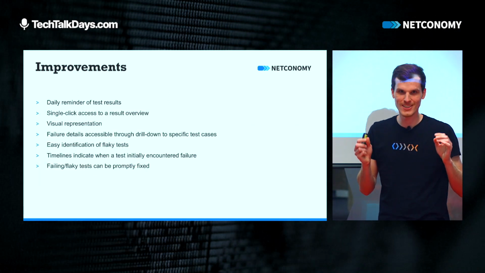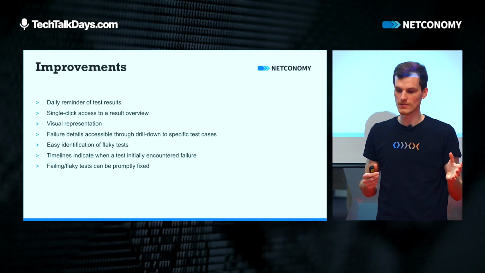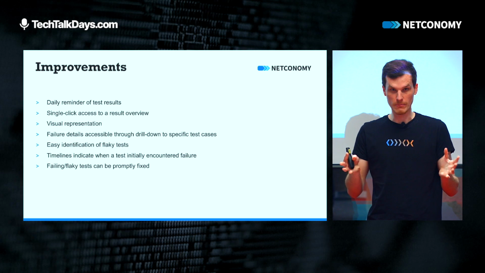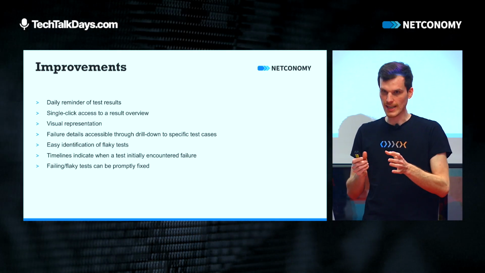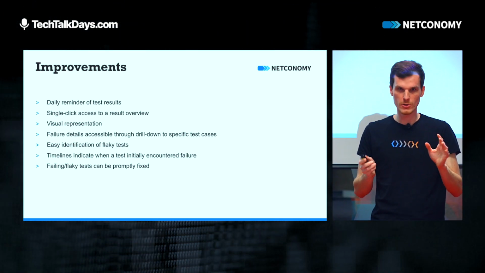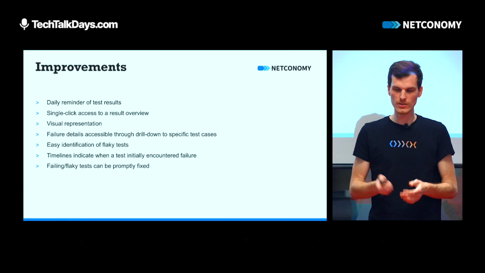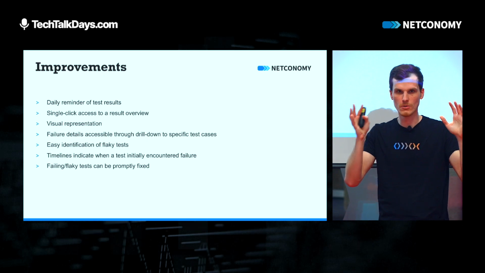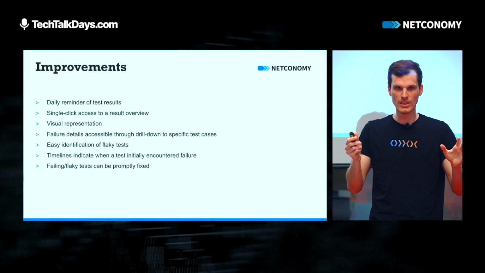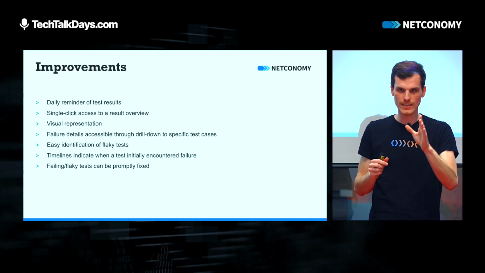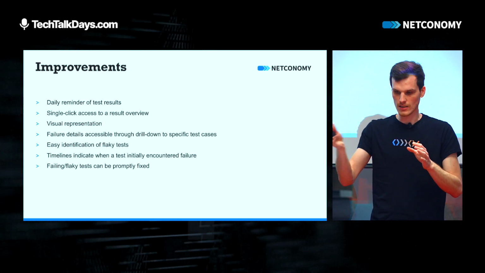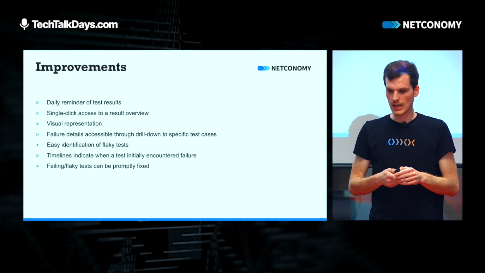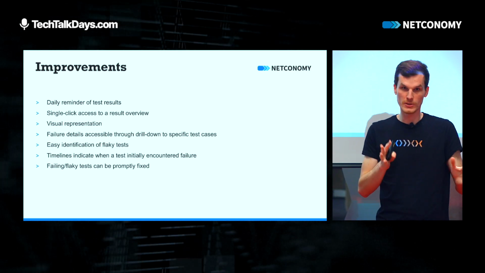So what does this all, the dashboard and the Slack notification, give us? What are the improvements? We have a daily reminder, as I already mentioned. Single-click access to the dashboard, which we also included in the Slack notification. There we have a visual representation, which makes it easy for us to compare different test runs. So we can exactly see when a test started failing. As you saw earlier, we can detect flaky tests really easily, and can then immediately do something about it.